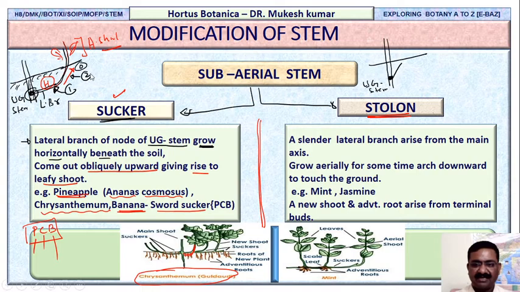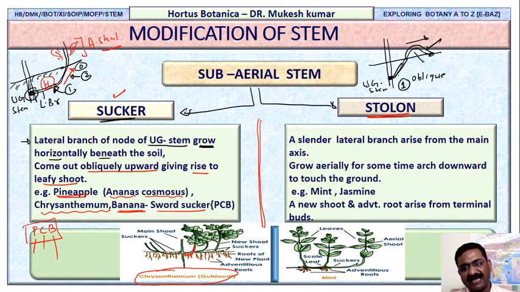What happened here? No. First position is obliquely, just opposite. So it grows obliquely first, forming an arc like this, and again comes to the soil surface and bears the leafy shoot. Are you getting my point? Just note it again. First growing, yes, obliquely, then you can say coming horizontally but forming an arc. This arc will form, isn't it?